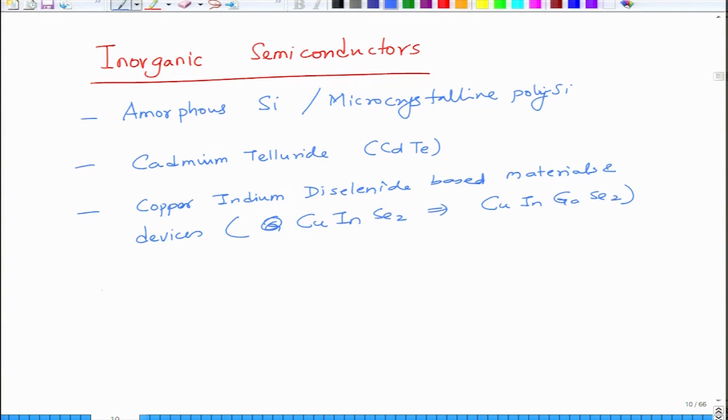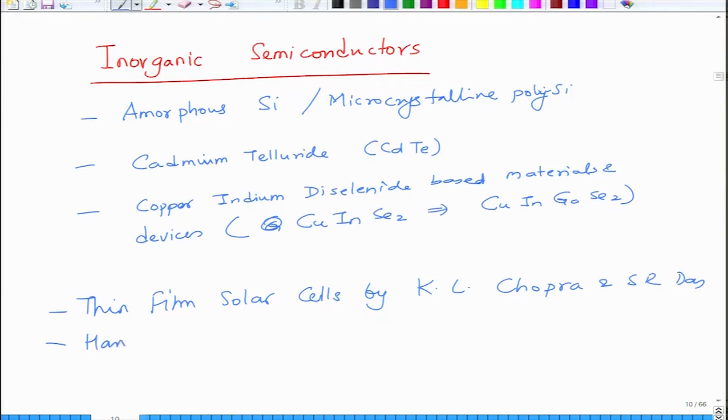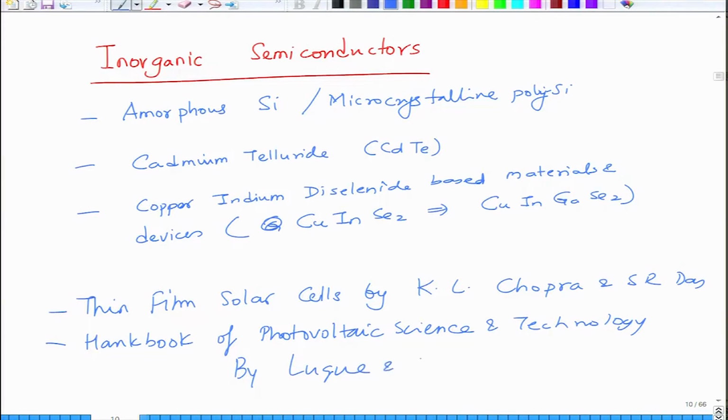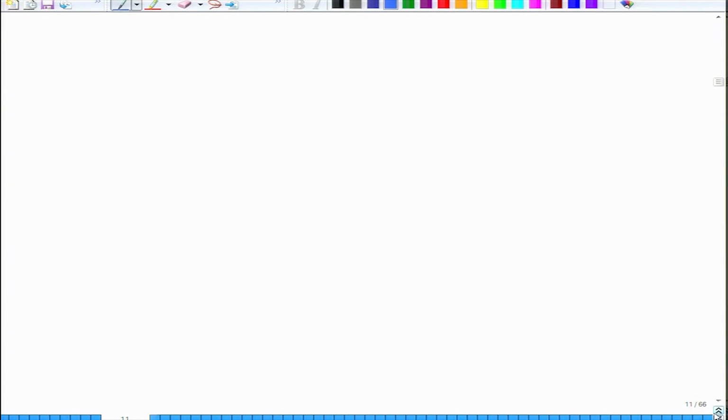So we will see that later. As I suggested earlier, the books you can read are Thin Film Solar Cells by K.L. Chopra and S.R. Das. The second one you can see is Handbook of Photovoltaic Science and Engineering by Luque and Hegedus. Okay. So now thin film technologies are used.